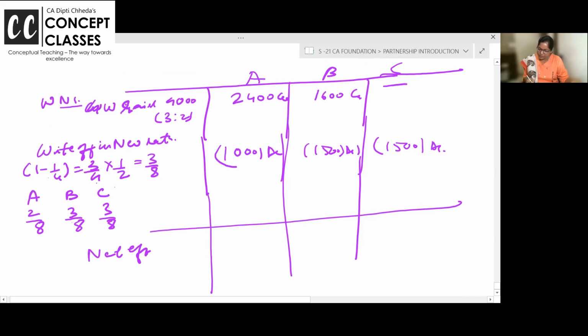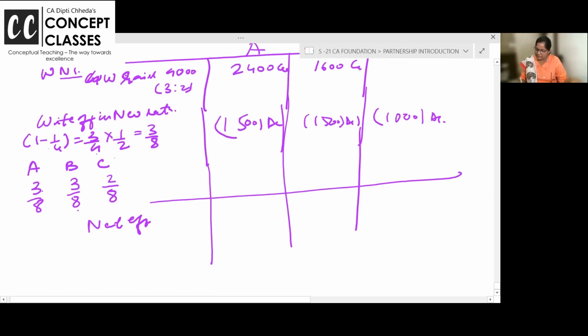Oh, sorry, I wrote it reverse. Really sorry, ये रेशियो मैंने गलत लिखा. A का 1/4 है तो 2/8 है ना, B का 3/8 और A का 3/8. A and B are sharing half of 3/4, 3/8, 3/8 and 2/8. 1,500, 1,500 and 1,000. Now it's correct.